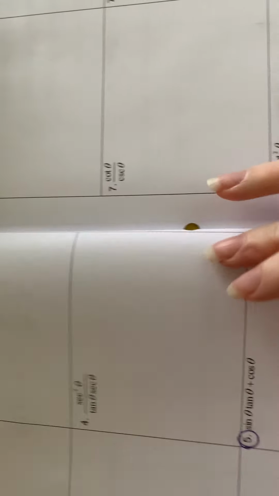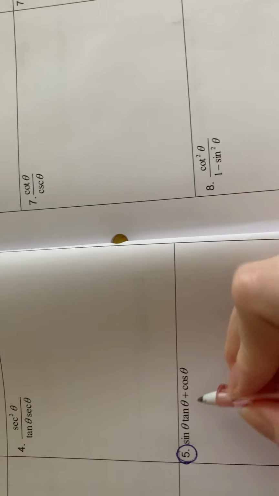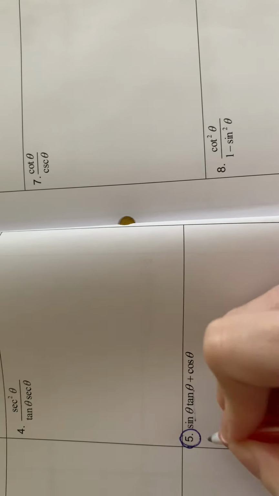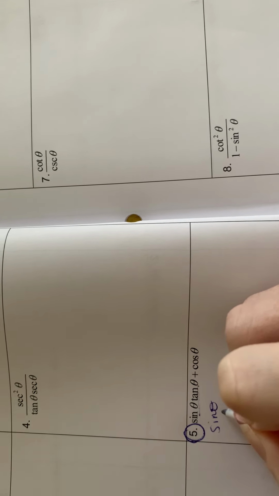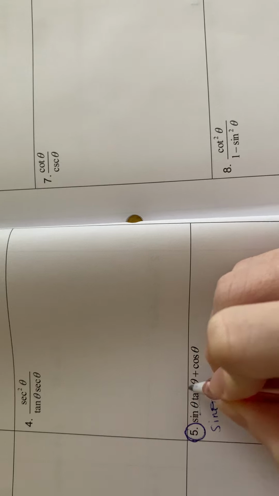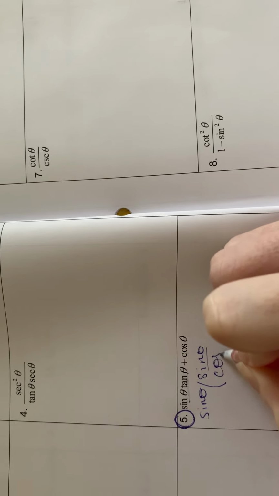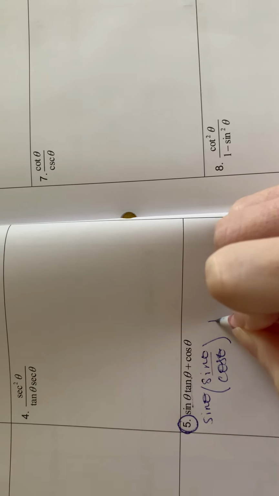Let's go down here to this beauty. See right here, we got some stuff going on. All right, sine and tan. So sine I'm going to start with, and sine is just sine. Then tan, I'm going to say sine over cosine. Do you see what's happening? I'm getting excited.